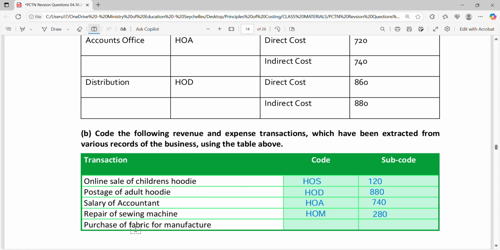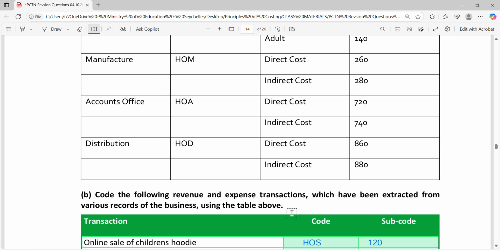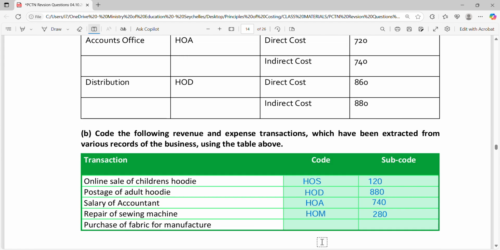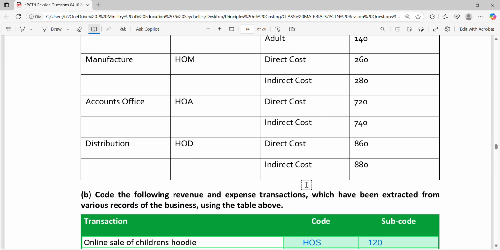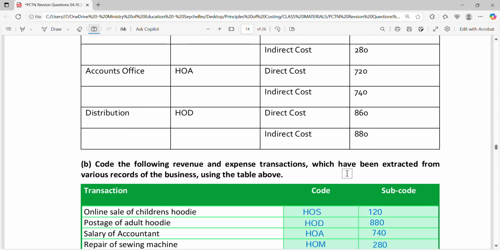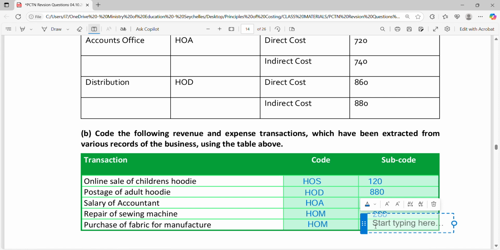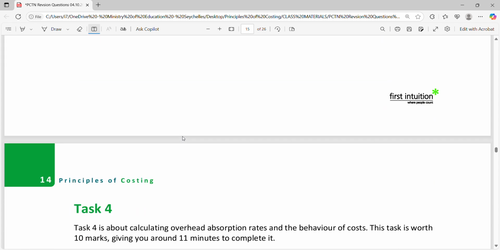Then the purchase of fabric for manufacture. This would be under manufacturing again, HOM. But this time around, the material being used is for production. So this would be a direct cost. So this is HOM 260. Okay. Very good.